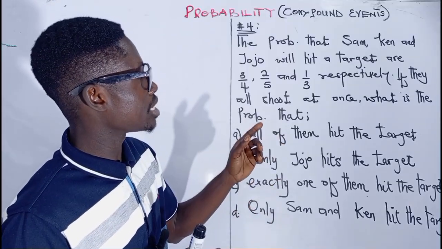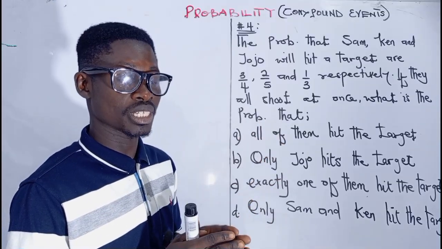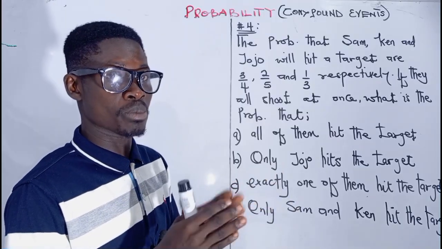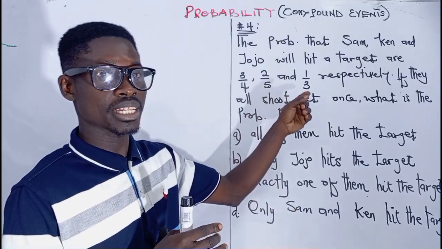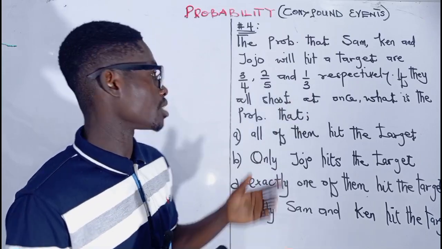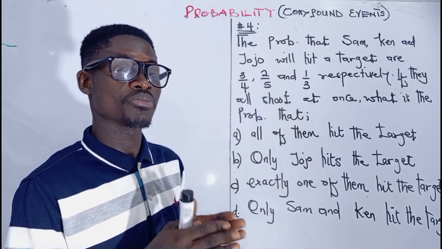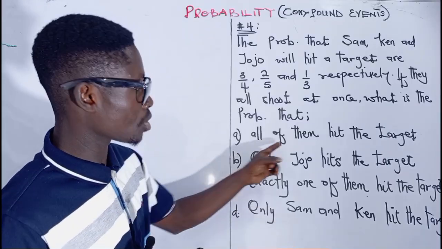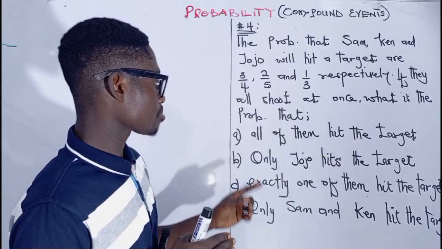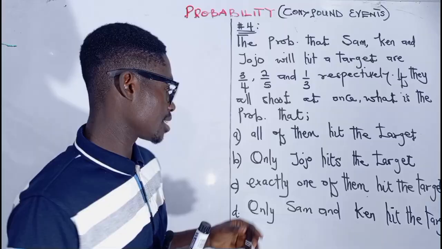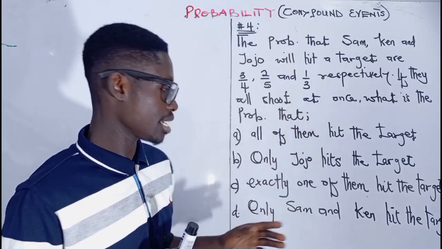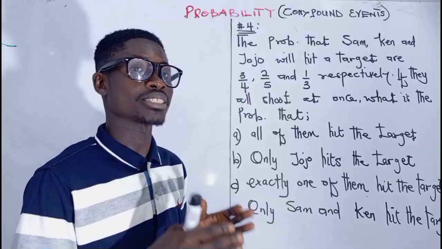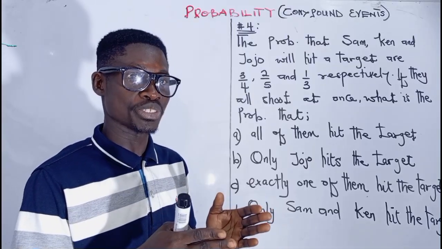We have Sam, Ken, and Jojo. They have a target to hit, and their respective probabilities are given in the question. We want to base on these probabilities to find the chances, the likelihood that all of them will hit the target, only Jojo will hit the target, exactly one of them will hit the target, and only Sam and Ken will hit the target. These are our tasks for the day, and we are going to solve it.